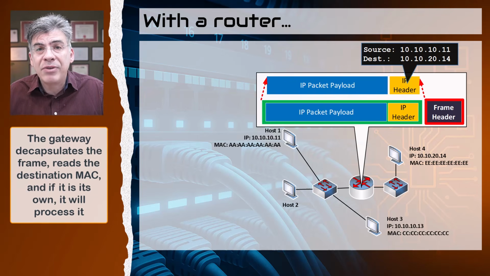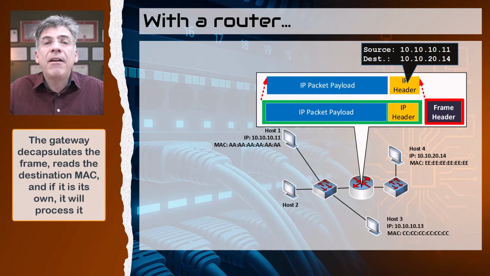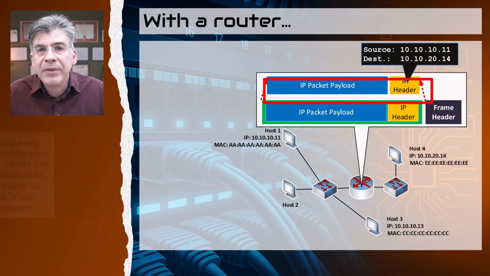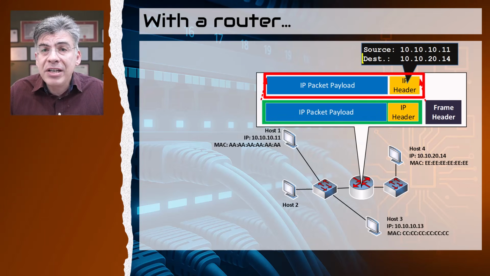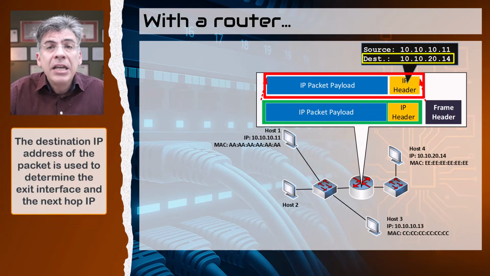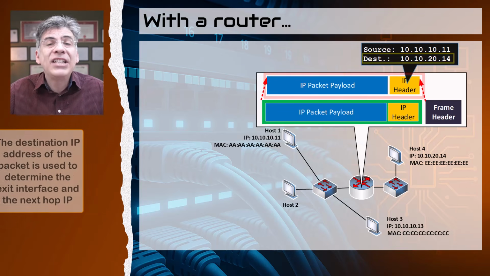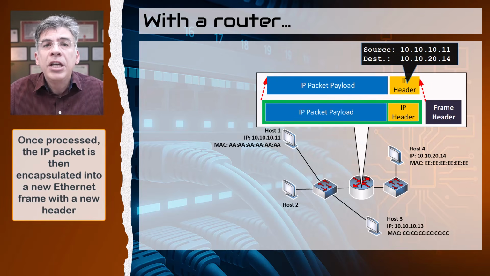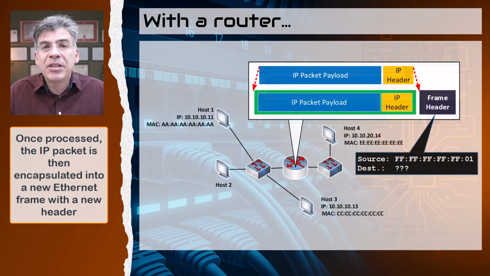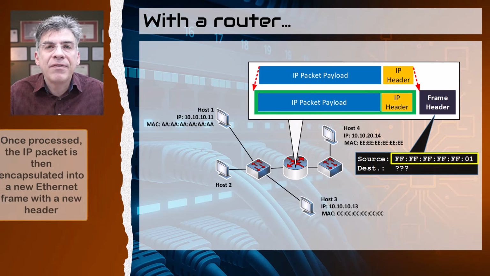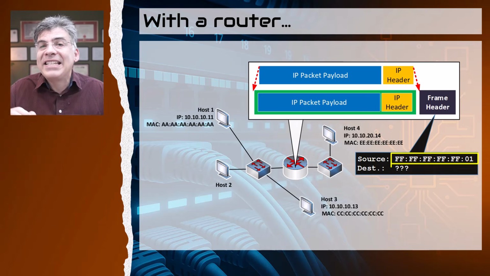the destination MAC address, sees that it is indeed for itself, and then it decapsulates up to layer 3. It looks at the destination IP address, puts it through its routing table, determines the next hop IP address and the exit interface, and prepares to encapsulate the packet once again into a new Ethernet frame to be sent out. Now, in this encapsulation process, the source MAC address is that of the exit interface of the router, while the destination MAC address must now be determined.